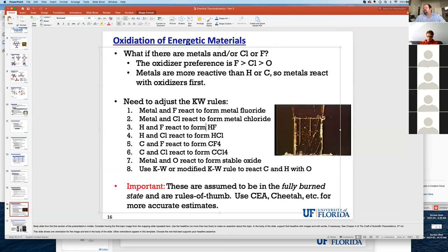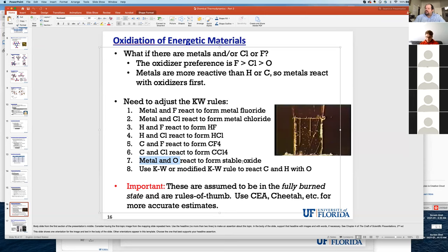If there's carbon and fluorine left, those will react to form carbon tetrafluoride. If there's carbon and any chlorine atoms, those react to form carbon tetrachloride. Then if there's still any metal left, those can finally react with the oxygen to form the stable metal oxide. And again, the list of stable metal oxides is available in the table in the slides that I gave in slide set number two.